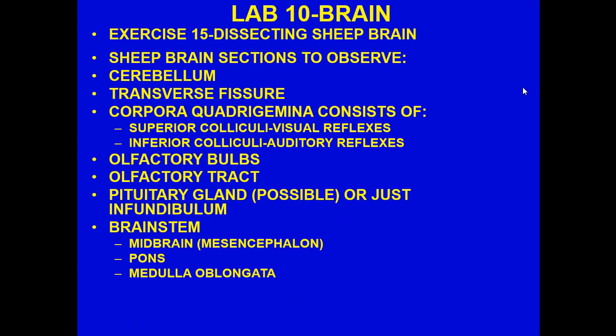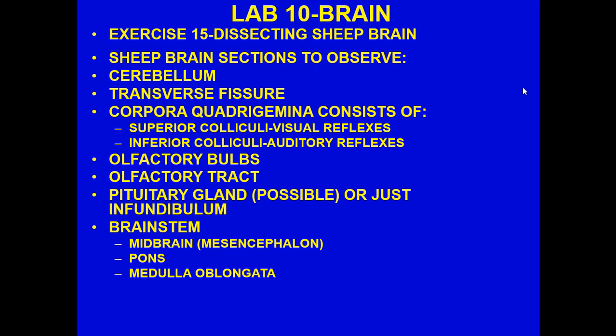Also, when we look in a brain, and we look at the sheep brain, for example, you're going to see, of course, the cerebellum. You also have the transverse fissure. Remember, this is the fissure that kind of separates cerebellum from the cerebrum. The corpora quadrigemina. Now, interestingly enough, if you were to pull back on the cerebellum, you will see these structures on the midbrain. Corpora, bodies, quadrigemina, basically 4 units. So these 4 units consist of 2 that are larger, like bumps.